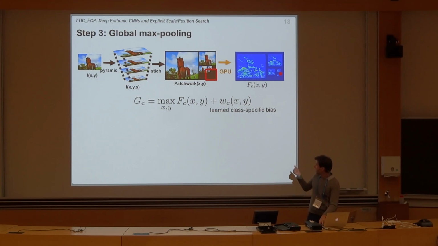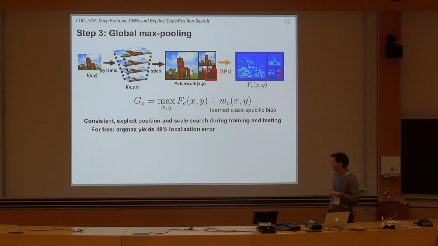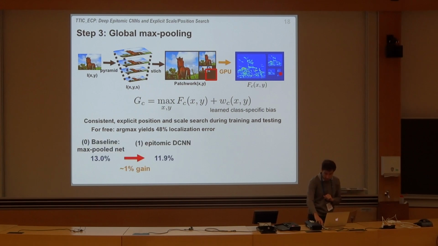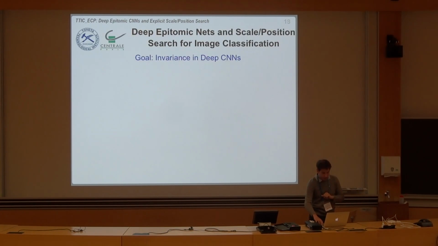So one thing is, as we said, that we're doing explicit position and scale search, both during training and testing, so we're consistent in how we're training our net. And what we get for free is localization. So we got our 48% localization error just by picking the argmax and regressing the position of the object. And this also is what gave us the largest boost in performance and the largest decrease in error. So we got 1.5% drop in error by doing this global search, and then by doing the fusion of the first and the second level, brought us back to 10.2. So that was our entry in a nutshell.